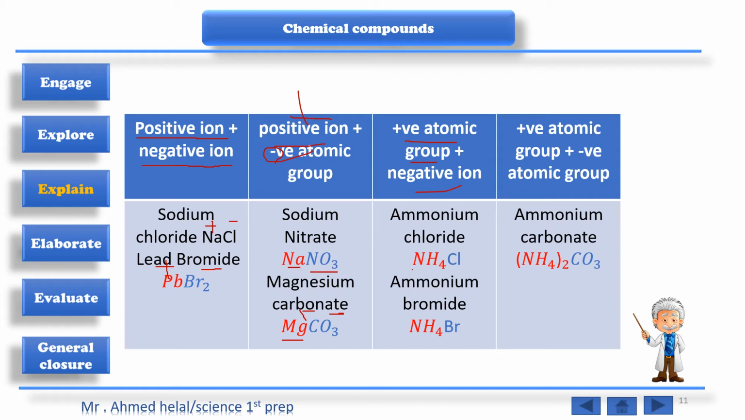This is ammonium. Ammonium is a positive ionic group, atomic group, and we have chlorine is a negative ion. Here we have ammonium, a positive atomic group, and bromine as a negative ion. And here we have a positive atomic group plus negative atomic group, like ammonium carbonate. This is positive atomic group and this is negative atomic group.